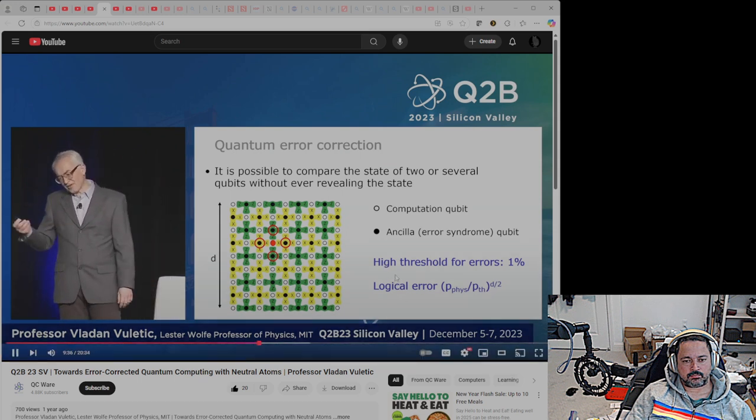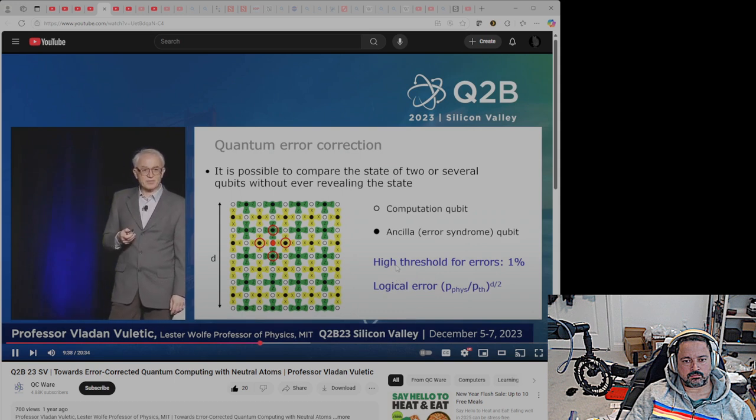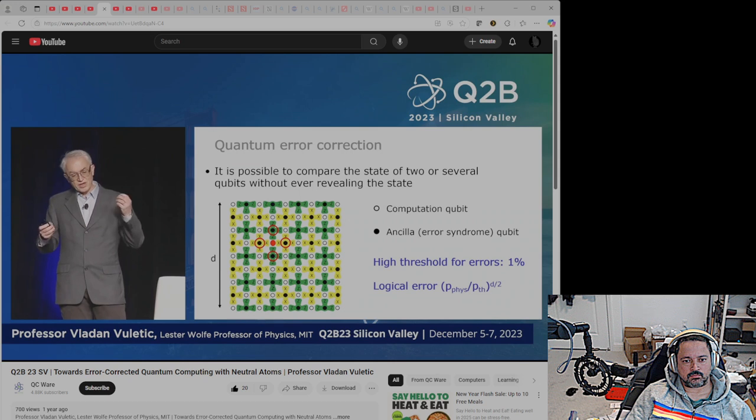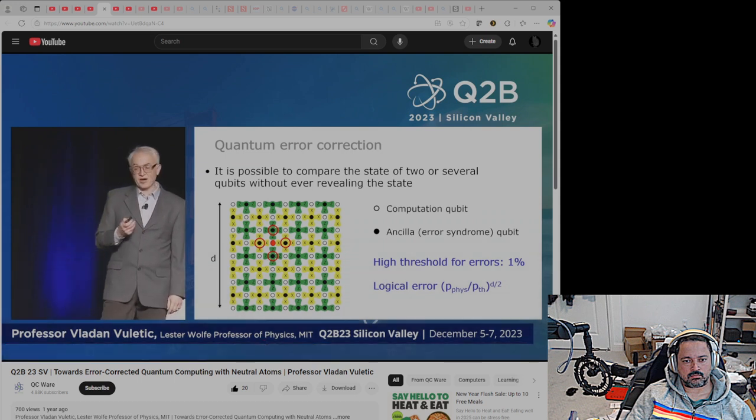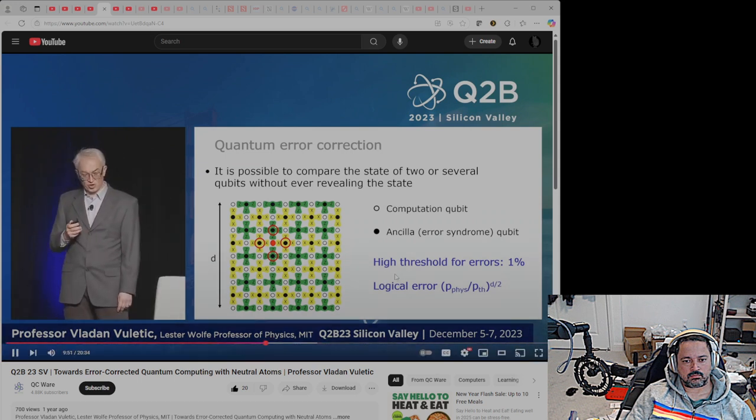Of course, in reality, the story is not as simple because these operations are not errorless themselves. And so it gets complicated. If you try to detect an error, you have to typically use multiple rounds to figure out, is it really this qubit that flipped or not?